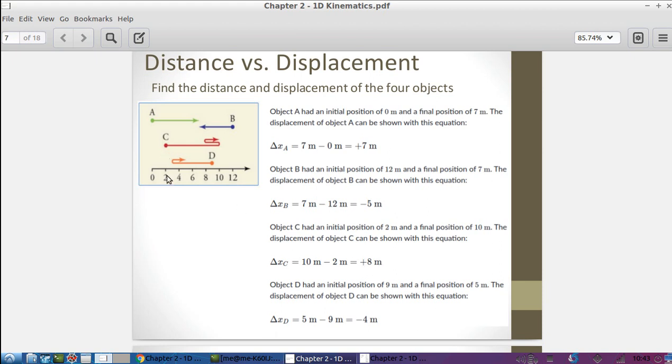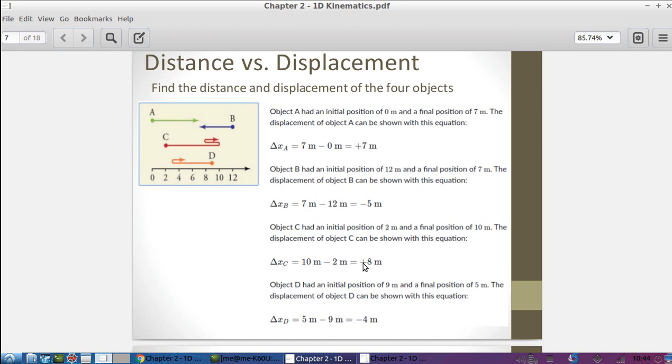It started at 2 meters, it ended at 10 meters. All this stuff that happened in between, we acknowledged it when we calculated the distance, but when we're talking about displacement, we're just talking about how far the object went total and in what direction. So we take the final position, 10 meters, minus 2 meters. We've got a net displacement of positive 8 meters. It's positive. The net displacement is in the positive x direction, which is good, but it's different than the distance.